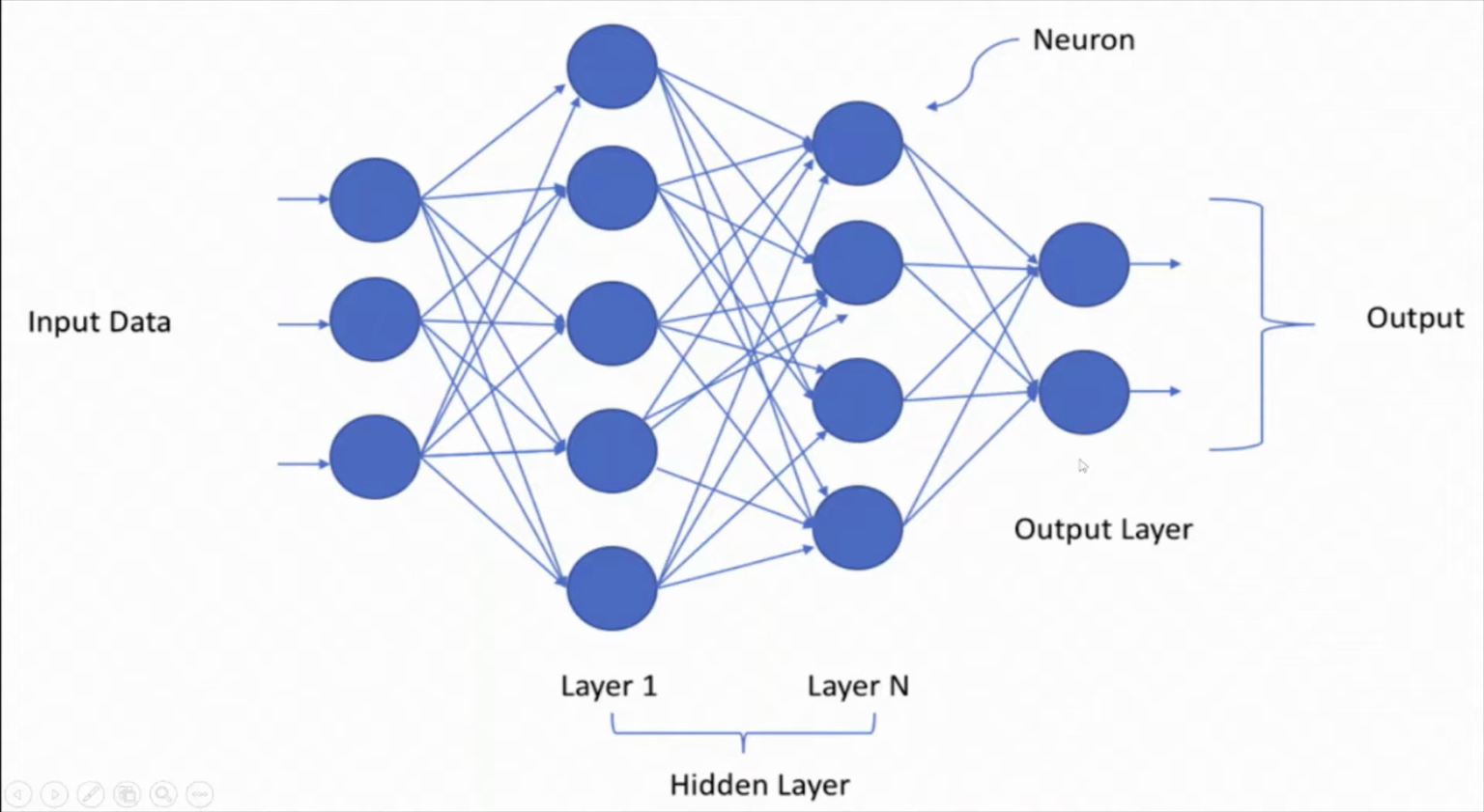Next is the output layer or output nodes. Here we finally use the activation function that maps to the desired output format. For example, softmax for classification.